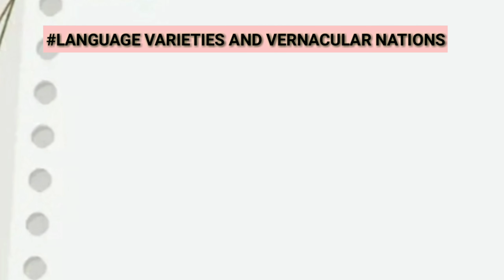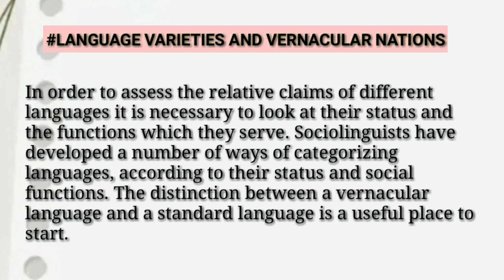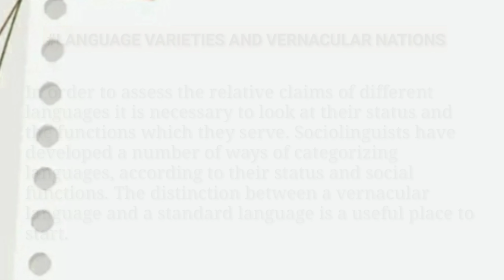In the video this time, I will explain about vernacular English, standard English, and lingua franca. In order to assess the relative claims of different languages, it is necessary to look at their status and the functions which they serve. Sociolinguists have developed a number of ways of categorizing language according to their status and social functions. The distinction between a vernacular language and a standard language is a useful place to start.